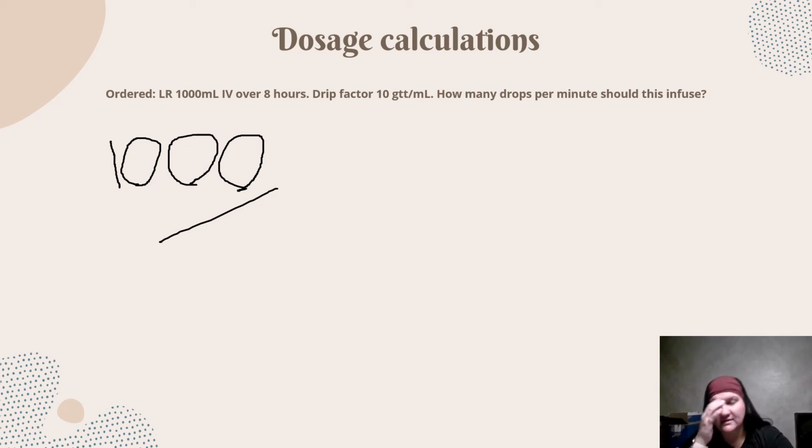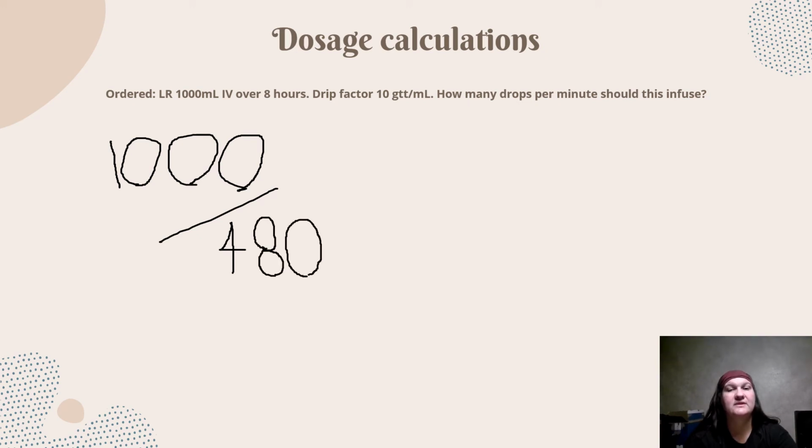There's a reason why I gave you the conversion of how many minutes are in an hour. Because if we need to know how many drops per minute, we cannot do this equation in hours. So before I even write this down, I caught myself. I want to know how many minutes are in 8 hours. So we take 8, multiply it by 60. We've got 480 minutes. So I need to give 1,000 mLs over 480 minutes. It's still 8 hours, right? But I need to break this down to minutes to figure out my drip rate.